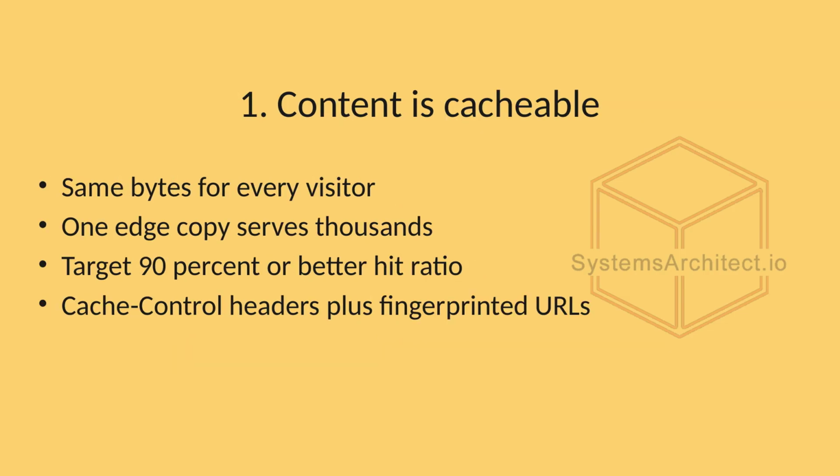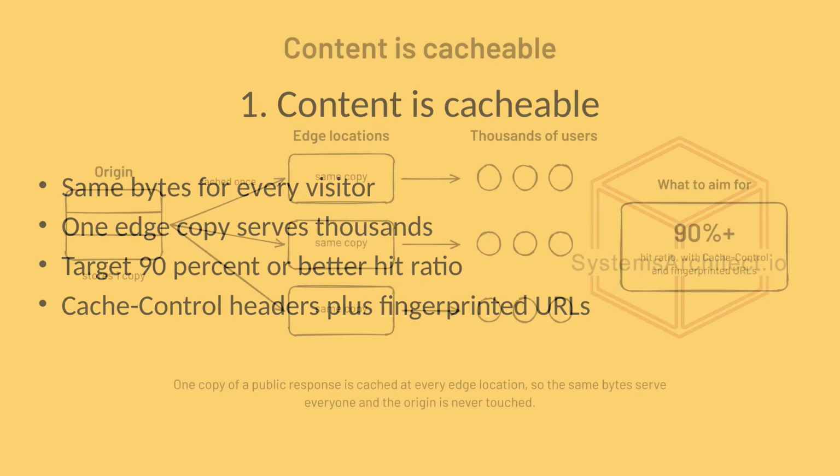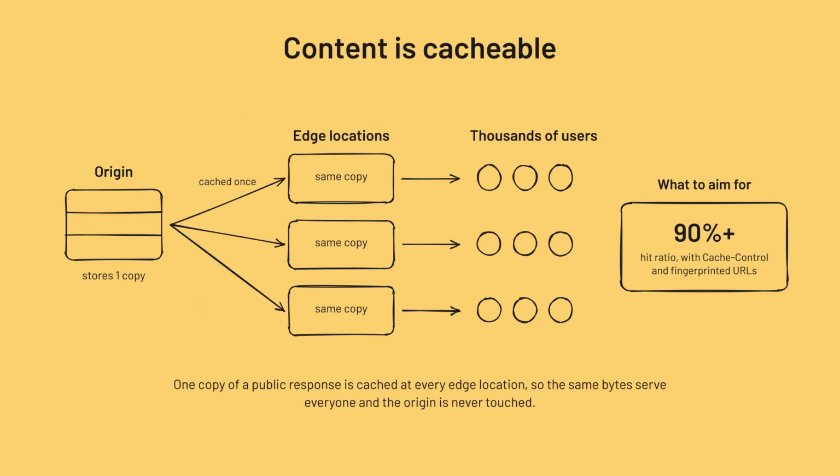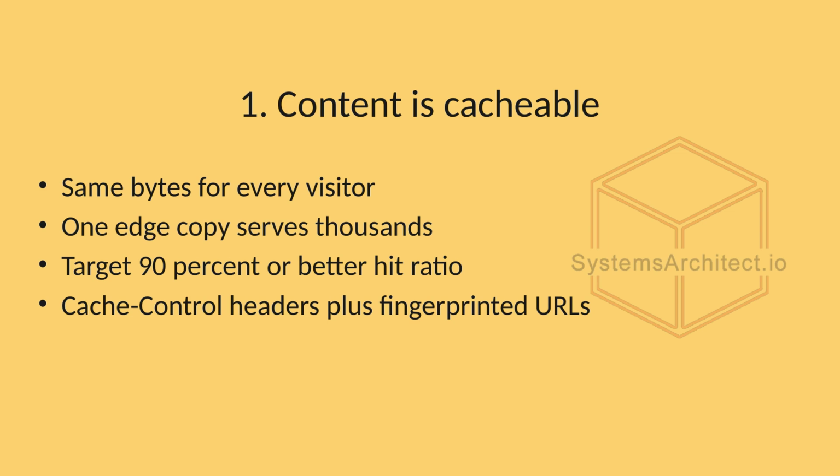1. Content is cacheable. Marketing pages, documentation, and product catalogs return the same bytes to everyone. One copy at each edge location serves thousands, and your origin never wakes up. What gets you there? Sensible cache control headers and fingerprinted asset URLs.